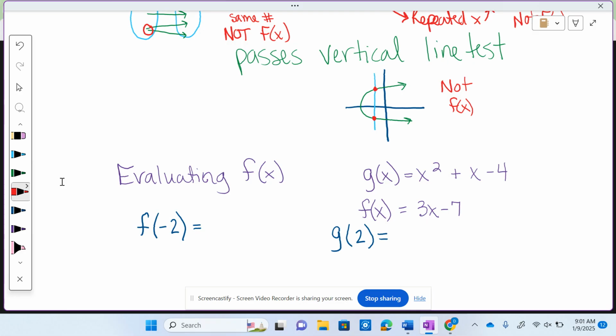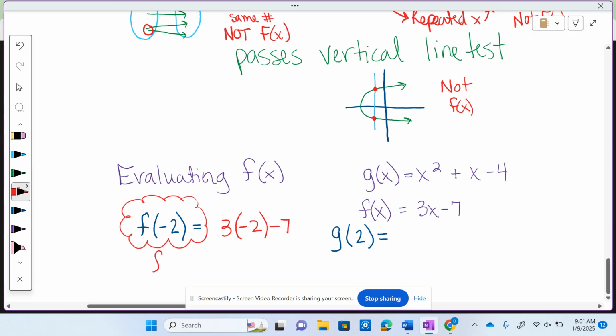So what would I do with this? Tell me exactly what I would do here. I'll put -2 for x. -2 for x in what? In the f function. That's what I wanted to hear. Yes, you're exactly right. So 3 times -2 minus 7. So f of -2 equals -6 minus 7, which is -13.